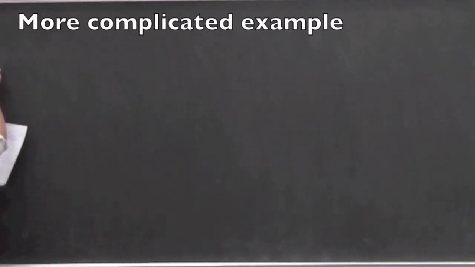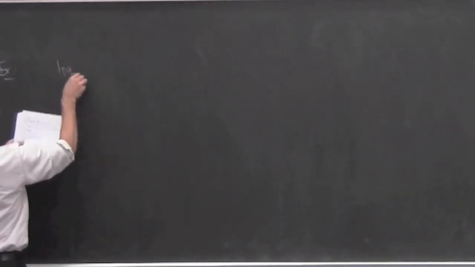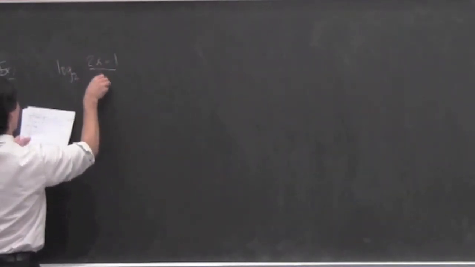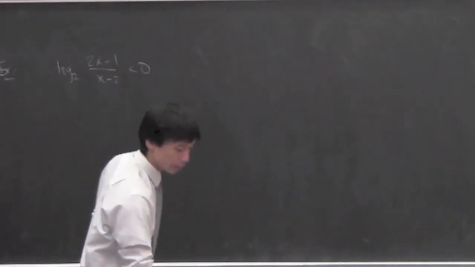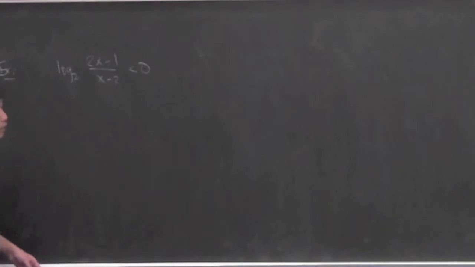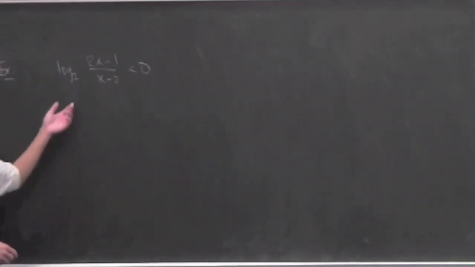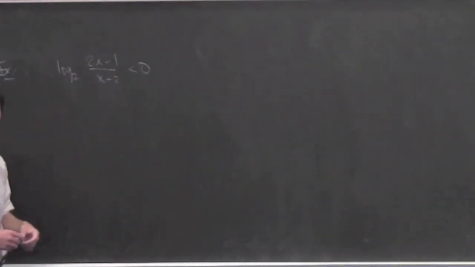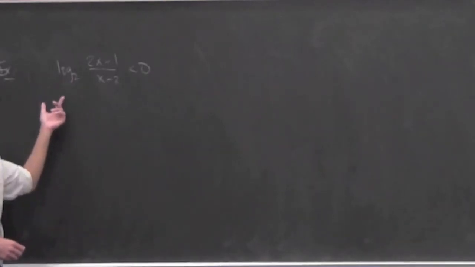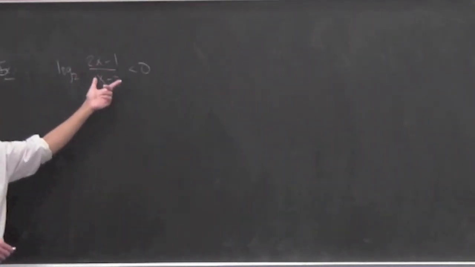Okay, a more complicated example. Same thing, harder. Log base 2 of (2x minus 1) over (x minus 2) is less than 0. I'll show you how to do this one. Well, maybe you tell me from the beginning. What would you do? You've got the log of something less than 0. Again, you take 2, and feed this thing into the 2 to the x function.